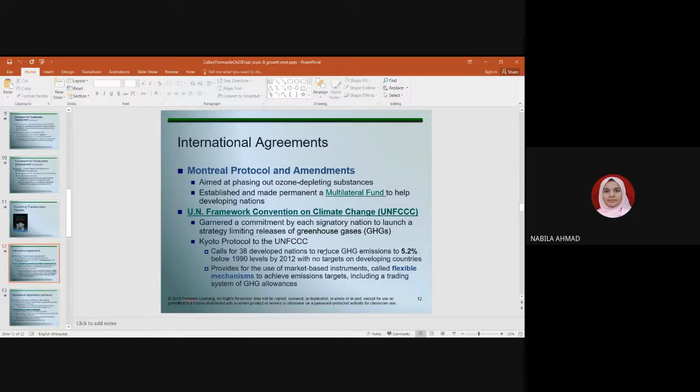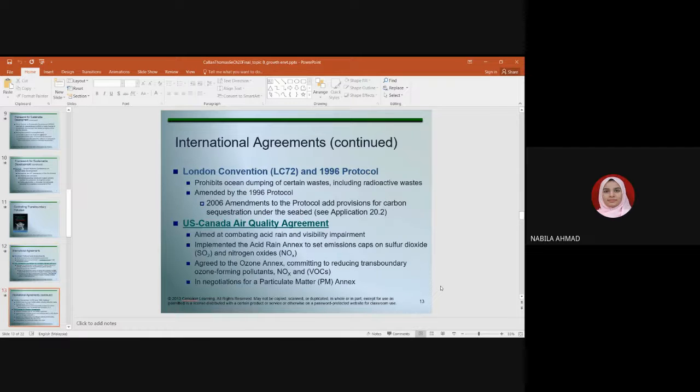So we have also Kyoto Protocol. Yang ini in Japan tak silap saya. Yes, okay. Calls for 38 developed nations to reduce GHG emission to 5.2% below 1990 level by 2012 with no target on developing country, and provide for the use of market-based instrument called flexible mechanism to achieve emission target including a trading system of GHG allowances. So dia punya fokus adalah untuk kurangkan greenhouse gases lah. And then international agreement, okay, untuk London Convention, ya, di dalam London Convention LC72 and 1996 Protocol. Yang ini prohibit ocean dumping on certain waste including radioactive waste, and amended by 1996 Protocol, 2006 Amendment to the Protocol add provision to carbon sequestration under seabed.